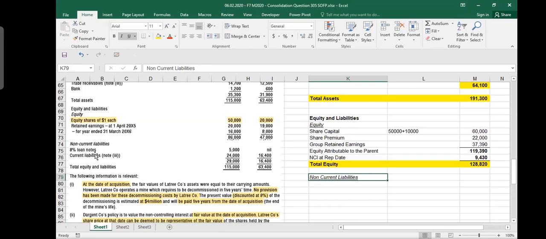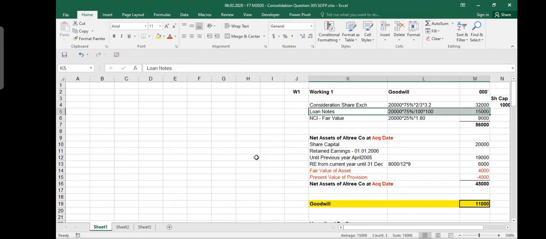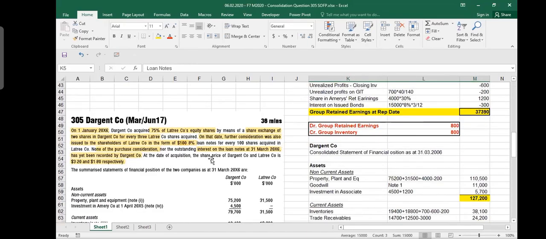Now you should remember that this 5 million, 8%, is some other loan notes. This has got nothing to do with the loan notes which we issued as consideration. You remember this consideration, you issued loan notes when you acquired the company. These loan notes were not included because it is given in the question: none of the purchase consideration nor the outstanding interest on the loan notes has yet been recorded.